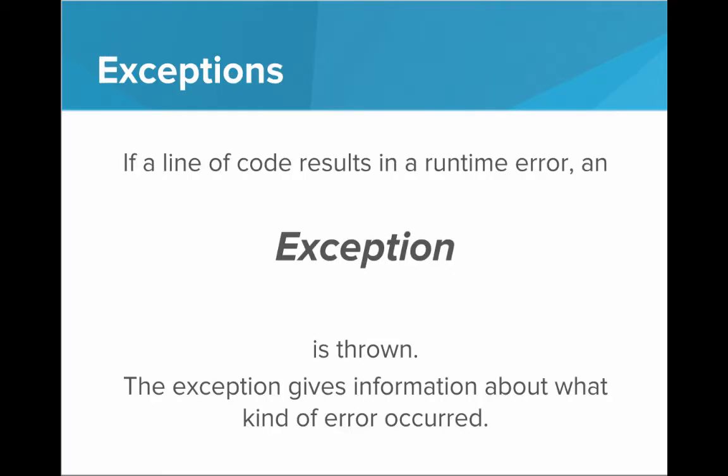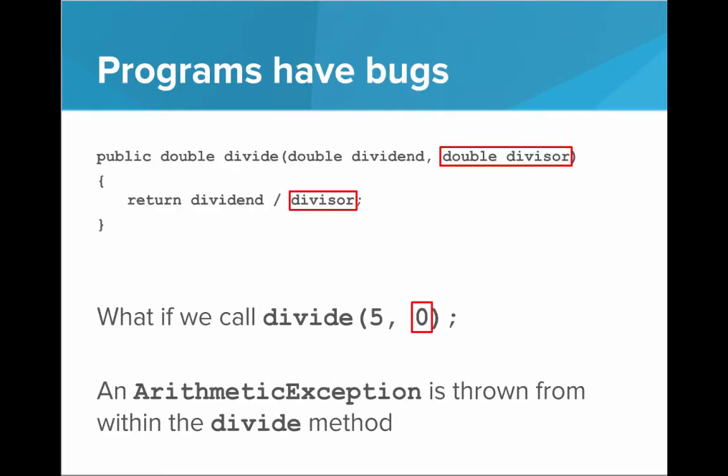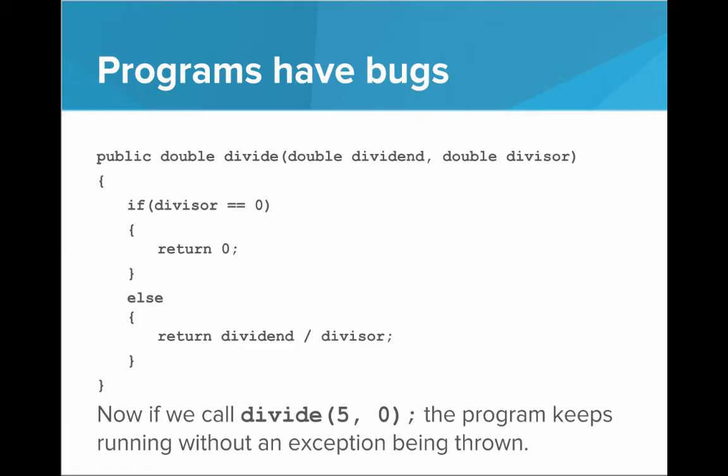So, if a line of code results in a runtime error, an exception is thrown. The exception gives information about what kind of error occurred. Exceptions are actually very helpful in figuring out what is going wrong with your program. There's a lot of different types of exceptions, and they give us information about what's going on. So in this scenario, an arithmetic exception is thrown from within the divide method. An arithmetic exception lets you know that you did something wrong with an arithmetic operation. Here, we're dividing by 0.